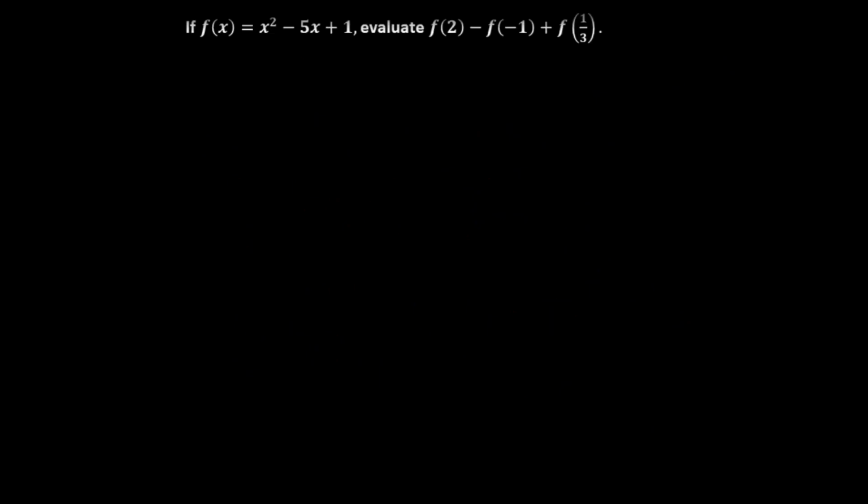Next one. If f of x is this, find f2 minus f1. Okay, let's find it. So how to find f2? Replace x by 2 here. So I will be getting 2 square minus 5 times 2 plus 1 minus f of minus 1. Replace x by minus 1 here. So minus 1 square, 5 times minus 1 plus 1 plus 1 by 3.